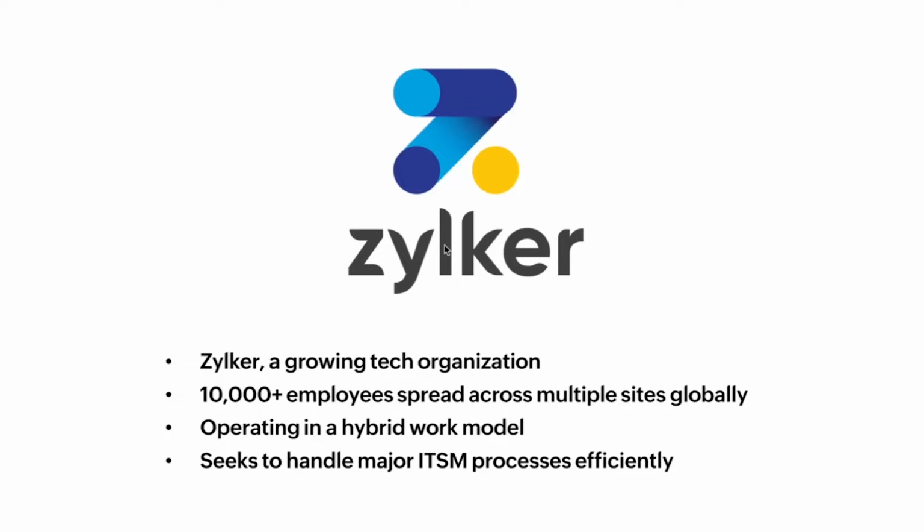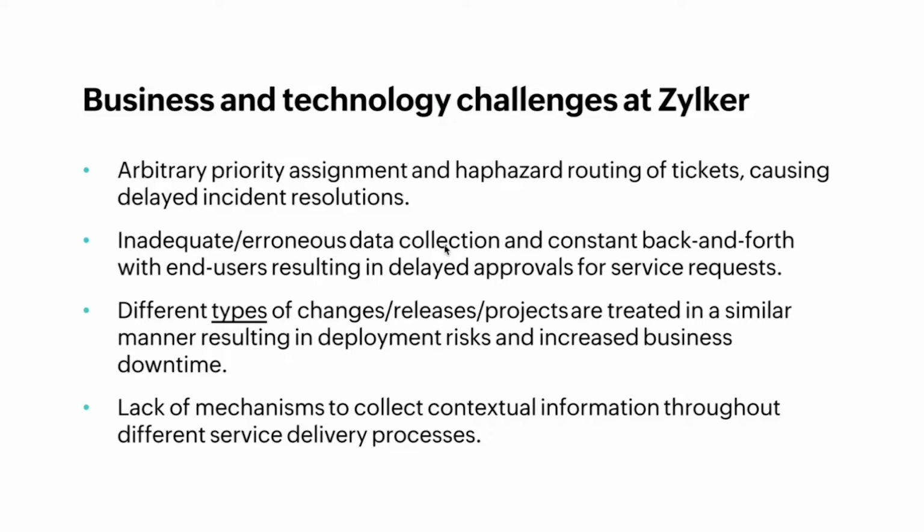Anyway, coming back to season 2, we have Zilker, who's a growing tech organization with more than 10,000 employees, and they work in a hybrid model. They are trying to make their ITSM process efficient. And these are the major challenges that Zilker is facing.